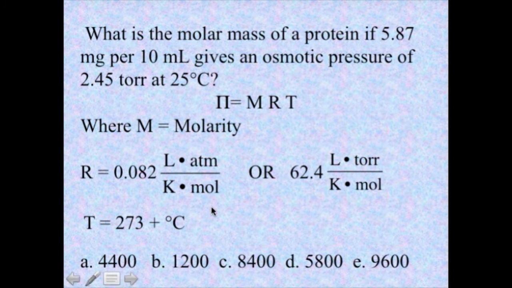What is the molar mass of a protein if 5.87 milligrams per 10 milliliters gives an osmotic pressure of 2.45 torr at 25 degrees Celsius?